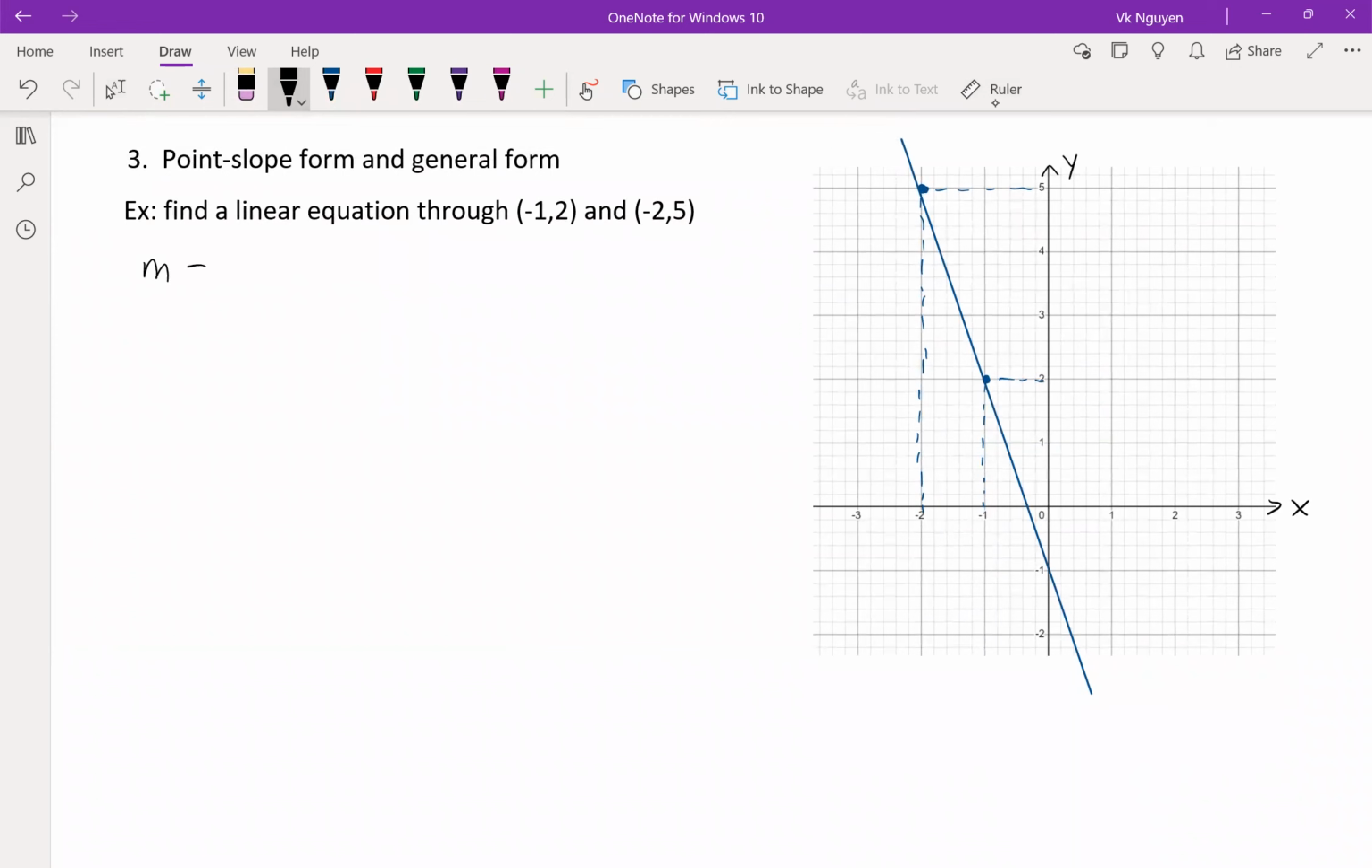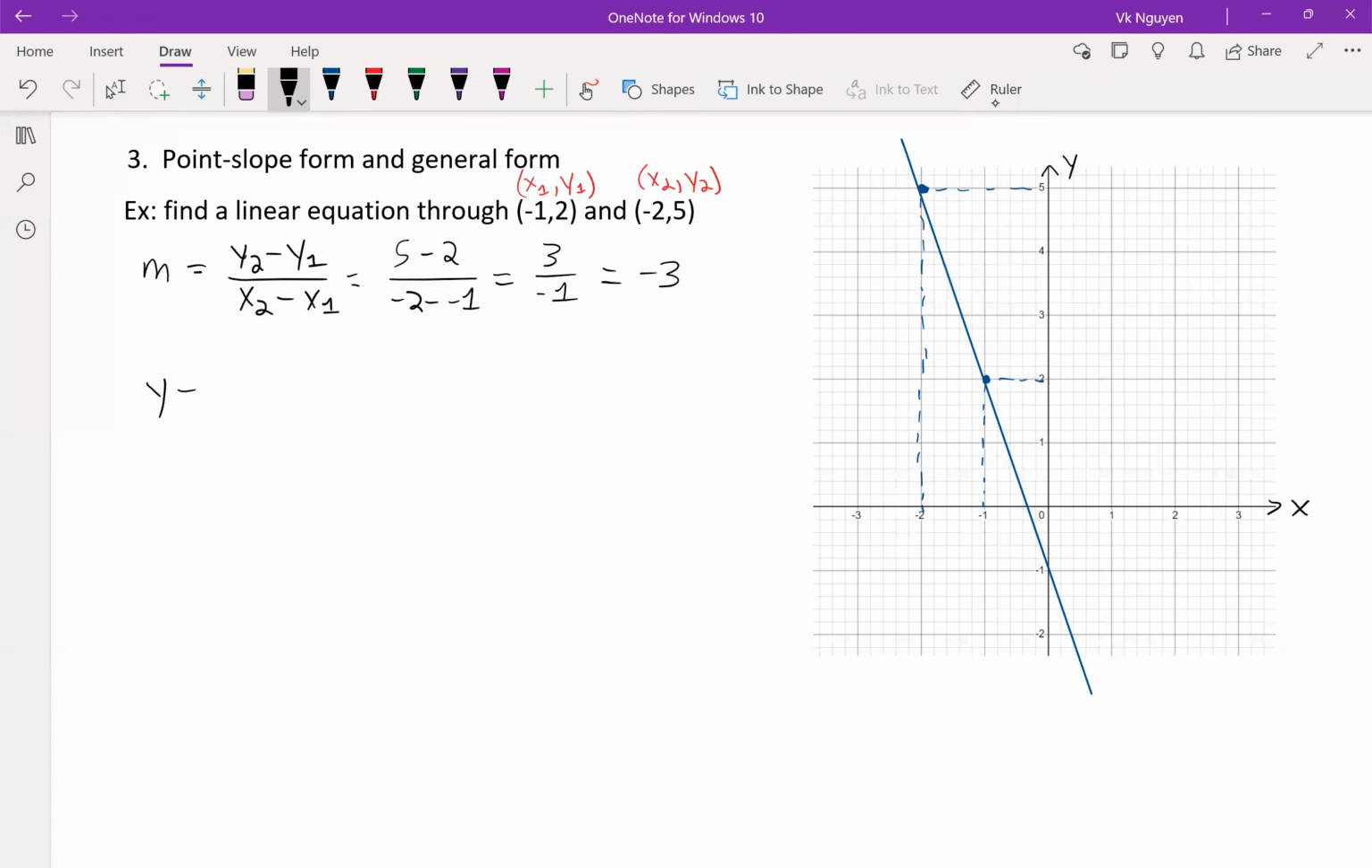Slope m equal y2 minus y1 over x2 minus x1. First point is usually written as x1 y1. Second point x2 y2. y2 is 5, y1 is 2, x2 is -2, x1 is -1. Three over -1, minus is the plus, -2 plus 1 is -1, 3 divided by -1 is -3.